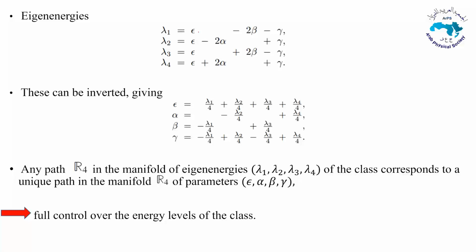What does that mean? We have a one-to-one mapping between the eigenenergy and the system. That means we can control the energy of the levels just by these 4 parameters, by changing the energy or by changing the coupling.